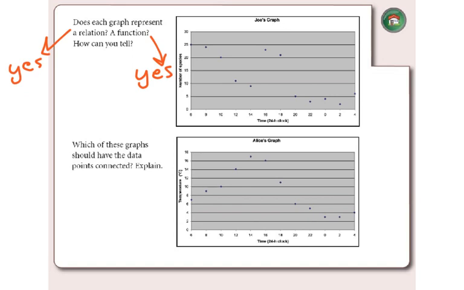Alice's graph, could we have a temperature of 17.2? Absolutely we could. Why are Alice's points not connected? Because she only took the temperature at the end of each hour. If she had taken the temperature more often, it would have gotten the points closer together and we could have connected them. Long story short, we could have had temperatures in between the measurements.